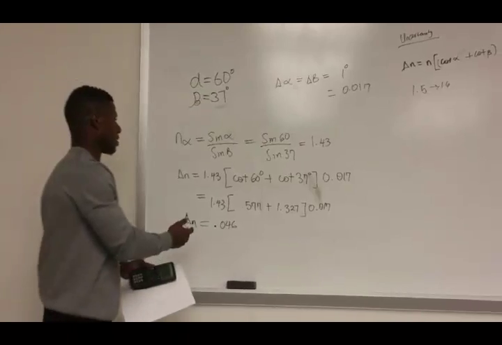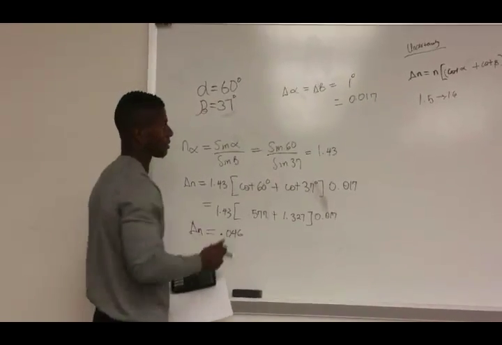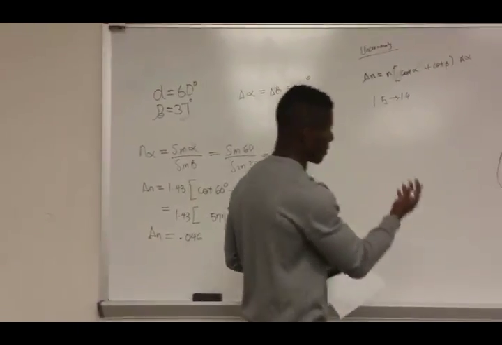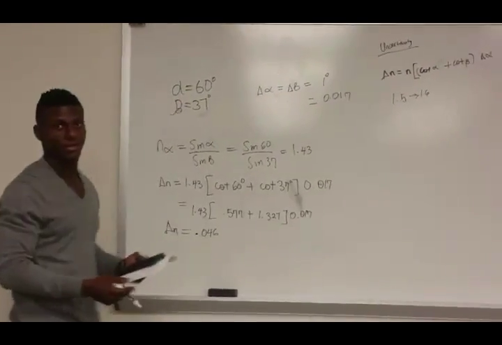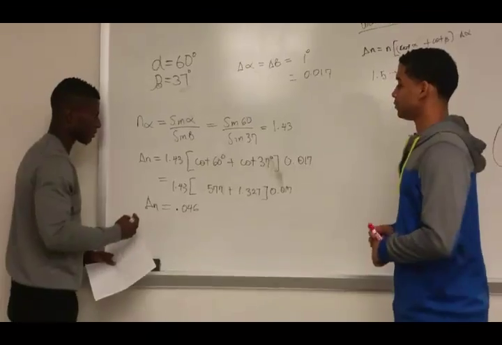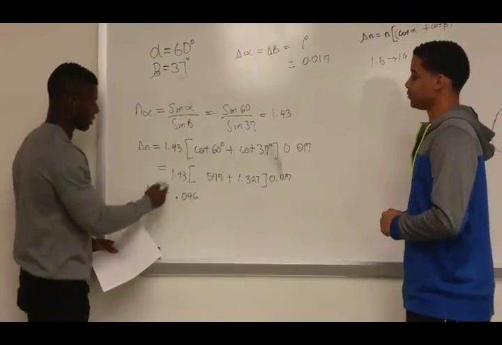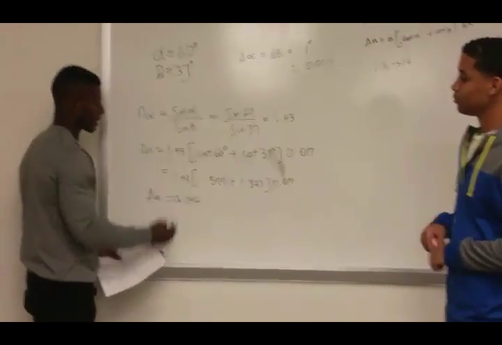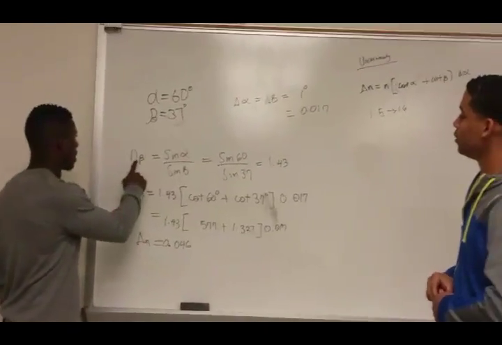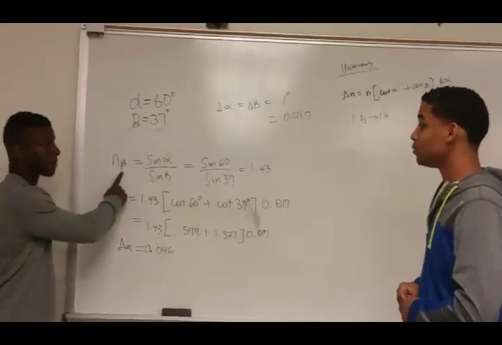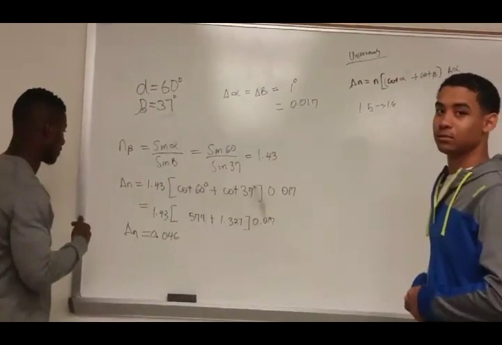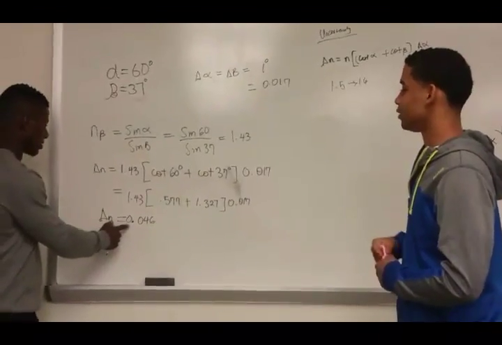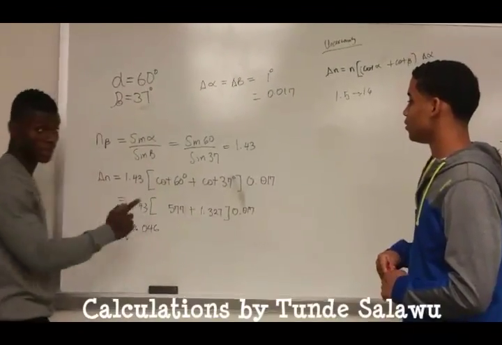So based on the answer that we got, this answer is just showing the uncertainty of the experiment that we just did. So from solving this, the calculations, we found out that delta n is equal to 0.046. The equation, I changed this from alpha to beta. After solving, we figured out that delta n is equal to 0.046.